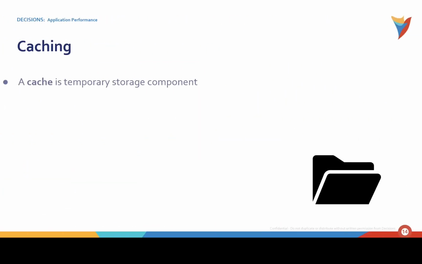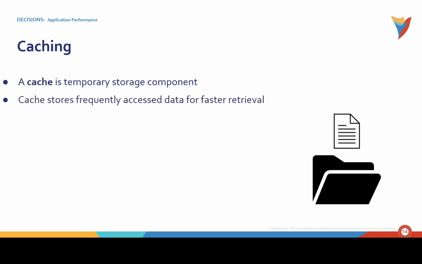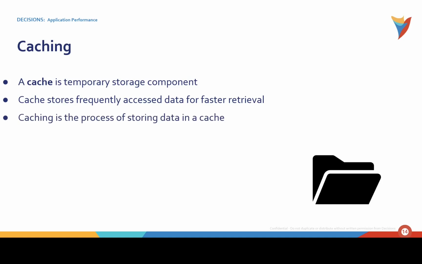A cache is a temporary storage component that allows users to cache frequently accessed data for faster retrieval. The process of caching is storing data inside of that cache. And the way that you retrieve information from the cache is by using a unique key to fetch the information that you are looking for.